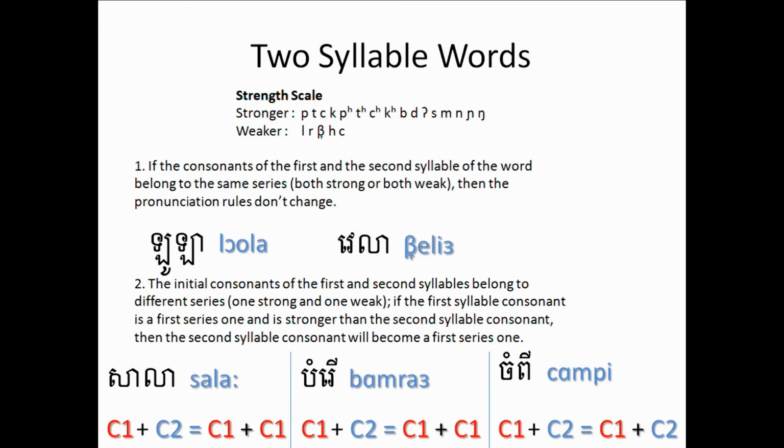If the first syllable consonant is a first series one and is stronger than the second syllable consonant, then the second syllable consonant will become a first series one. And my apologies, I've written this a little bit confusing. You may have to read this once or twice.